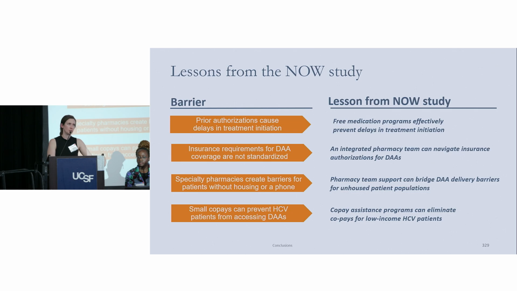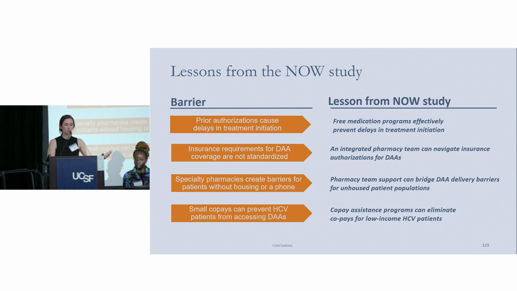So stepping back and thinking about some of the lessons that we learned in this trial about how to address barriers to accessing treatment for hepatitis C, we know that the prior authorization process can cause major delays in treatment initiation, really for any patient with any medication, but especially in this patient population who don't necessarily have access to an address or ways of communication with the specialty pharmacies. In this case, the free medication programs were really effective in bridging that delay between starting treatment and getting the medications covered.